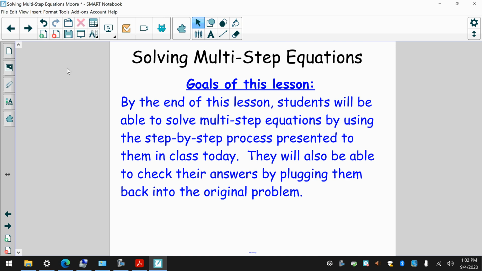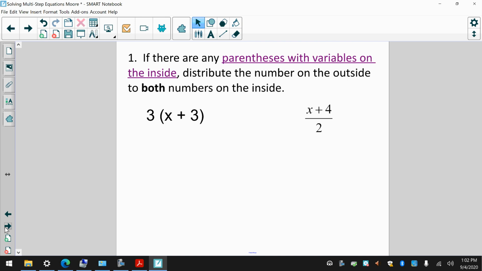Solving multi-step equations. Goal of this lesson: by the end of this lesson, students will be able to solve multi-step equations by using the step-by-step process presented to them in class. They will also be able to check their answers by plugging them back into the original problem. So, step by step. There's going to be 6 steps in solving these equations.